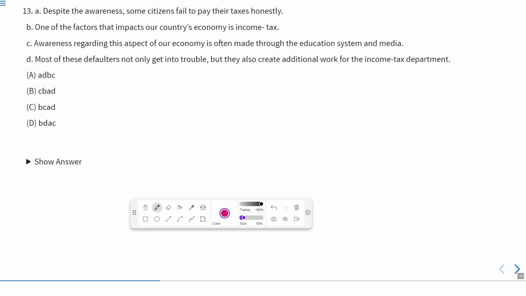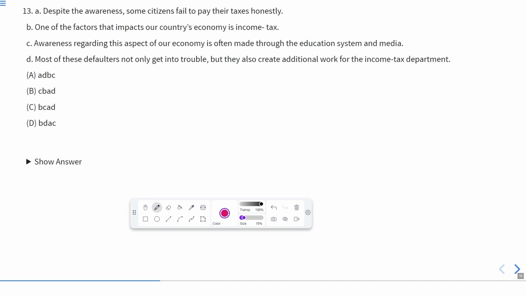Despite the awareness, some citizens fail to pay their taxes honestly. It means though they have been provided the awareness, some citizens do not pay taxes, or they fail to pay their taxes honestly. They do not honestly pay their taxes. One of the factors that impacts our country's economy is income tax. Of course, despite the awareness, it means some awareness had been talked about in the previous point, and despite the awareness, that can be the following point. So A cannot begin the sequence first of all.